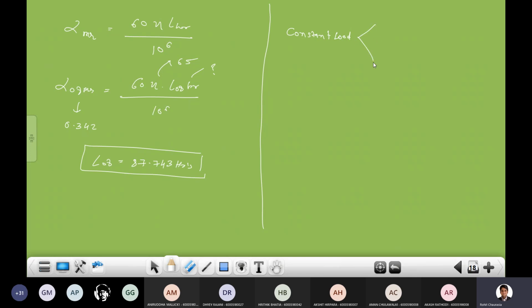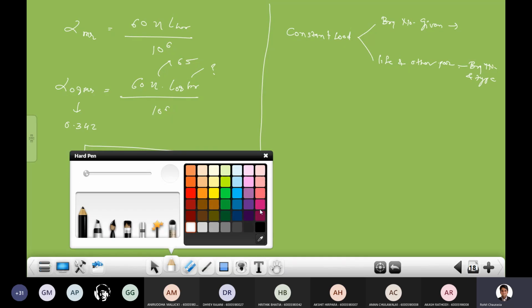Okay, the first one is where the bearing number will be given. Bearing number given, and we need to calculate the rest of the parameters. And in the second case, life and other parameters will be given. We need to calculate the bearing number and type. So this is the second one.